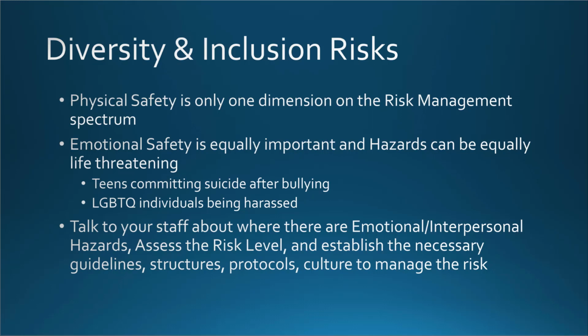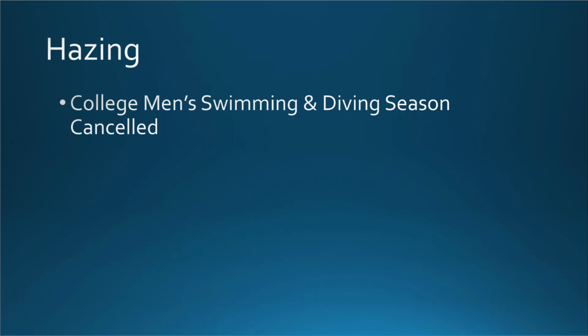Let's take a look at an example of a diversity and inclusion risk situation. So here's a hazing situation. This happened a couple of years ago when a college men's swimming and diving team were taking photos of members of the women's swimming and diving varsity team and posting them on a private social media account and ranking the attractiveness of each of those women. It came out that this was happening, and the athletic director decided that this behavior was not representative of the goals and values of the athletic program, and that the men's swimming and diving season needed to be canceled. You can imagine lots of different hazing incidents.